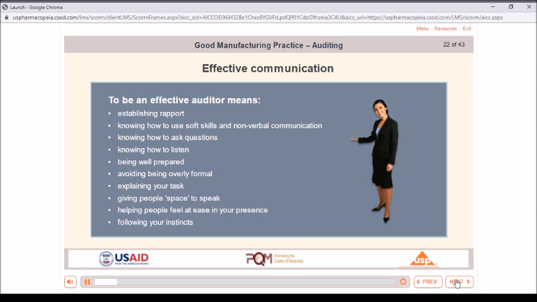Effective communication. To be an effective auditor means establishing rapport, knowing how to use soft skills and nonverbal communication, knowing how to ask questions, knowing how to listen, being well prepared, avoiding being overly formal, explaining your task, giving people space to speak, helping people feel at ease in your presence, following your instincts.